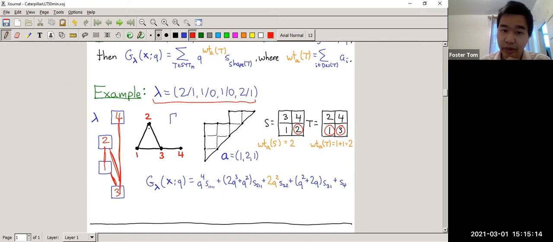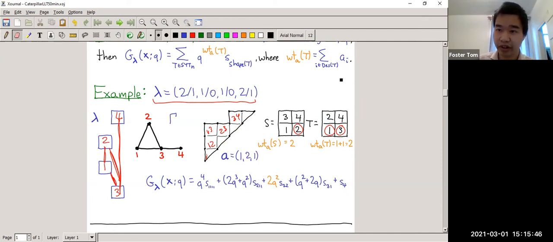I can form a Dyck path from this by just reading the edges. So I've got 1, 2, 1, 3, 2, 3, and 3, 4. And then I draw this Dyck path by going just above those cells. This A here is called the area vector of the Dyck path. It just means I look at the number of full boxes between the Dyck path and the diagonal in each row. So here I've got one box, and then two boxes, and one box.